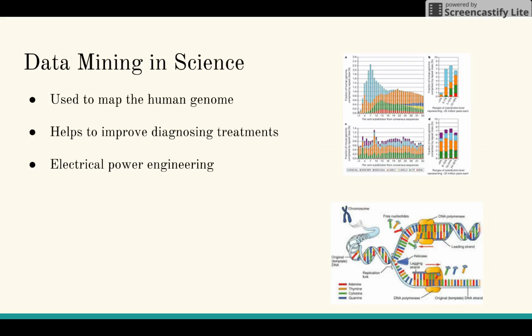Some of the huge benefits of data mining in science have been the sequencing of the human genome. We now know very well which certain diseases are caused by which genes, which would not have been possible without data mining because it helped us to discover and sequence the human genome. Also, it helped us with diagnostic tools because we now know which specific genes are linked to certain cancers and things like that. So we're able to predict diseases and things of that nature.